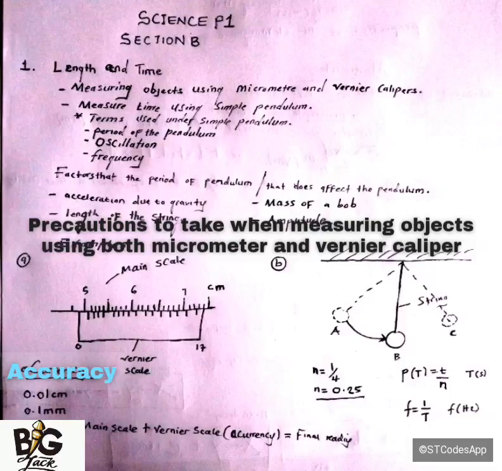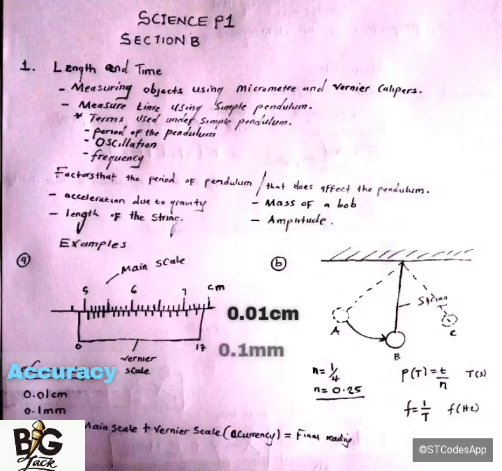Let me start with the vernier calipers. The accuracy of the vernier calipers in centimeters is 0.01 centimeters. As for the accuracy of the vernier calipers in millimeters, it is 0.1 millimeters. So how we take the readings from the vernier calipers is like this.